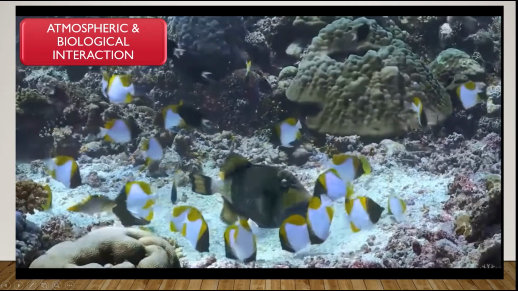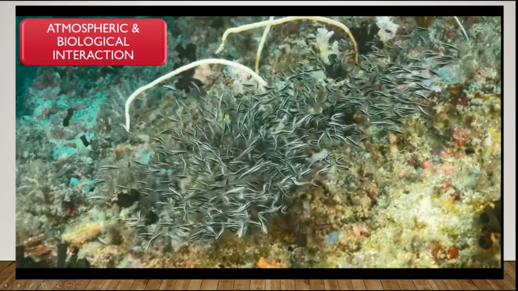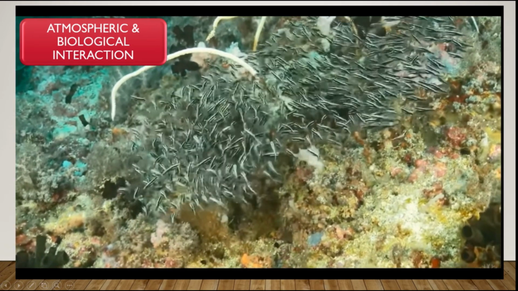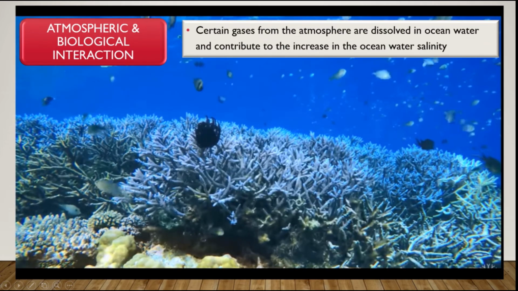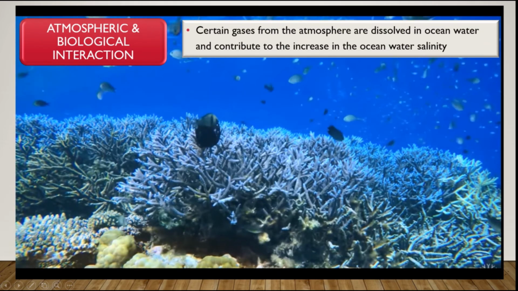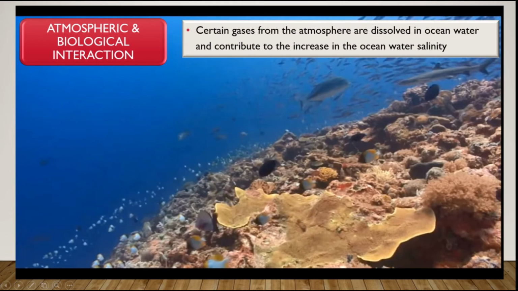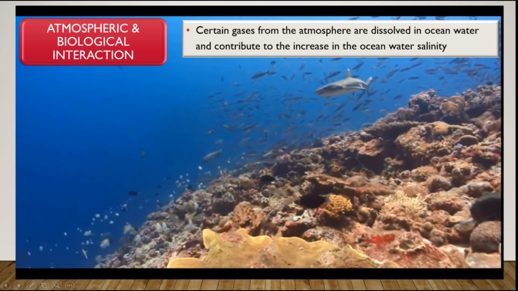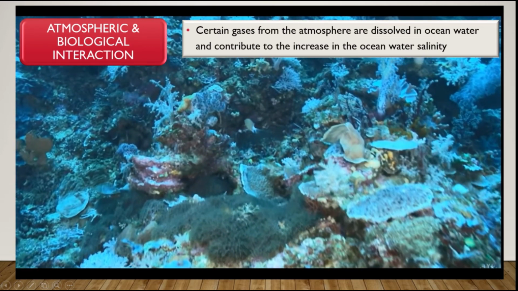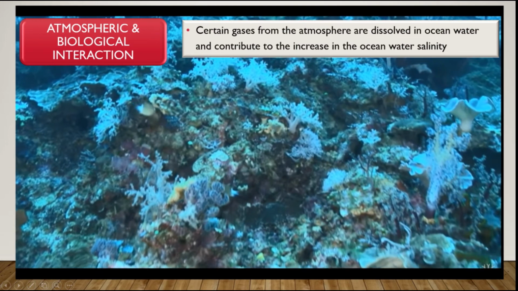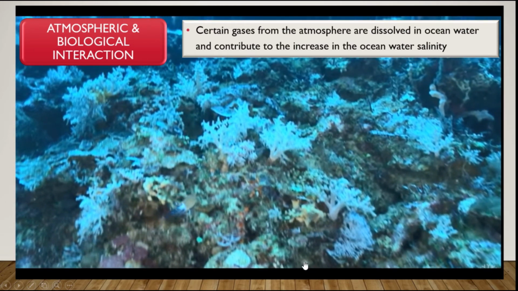The other insignificant sources of seawater salinity include atmospheric and biological sources. As we said earlier, certain gases from the atmosphere are dissolved in the ocean water and contribute to the increase in ocean salinity. Certain biological interactions also add some salt to the oceans. Let us study the role of organisms in controlling ocean water salts with the help of some examples.